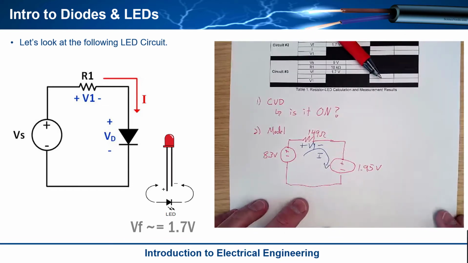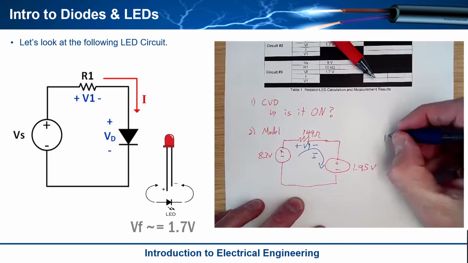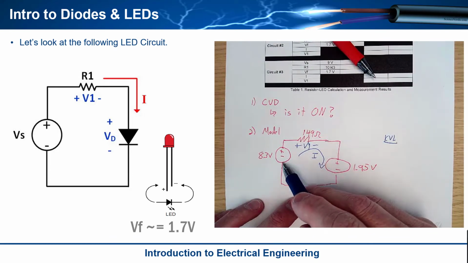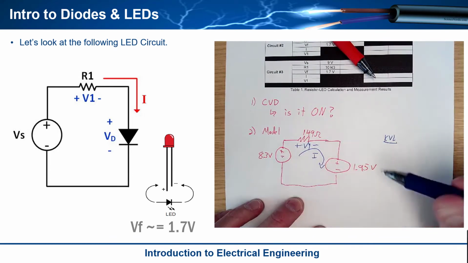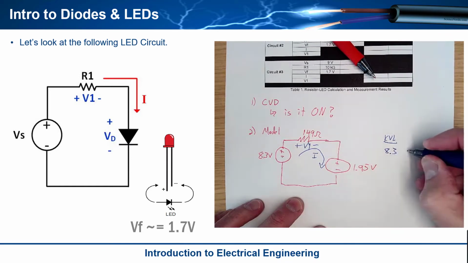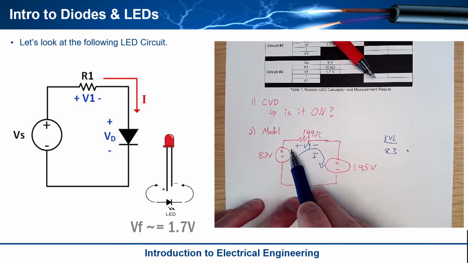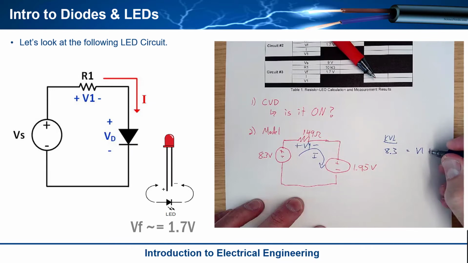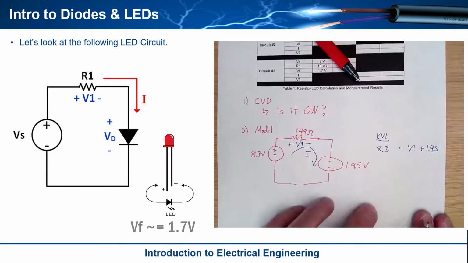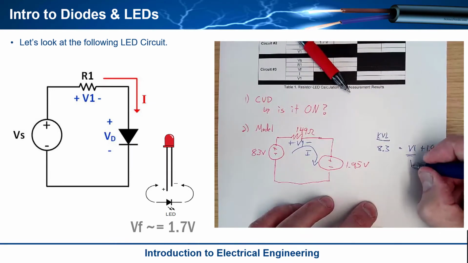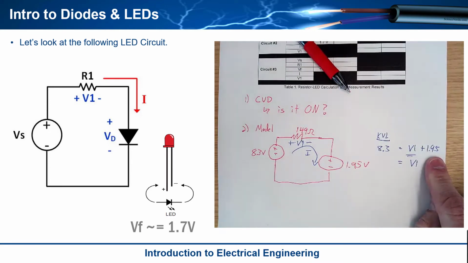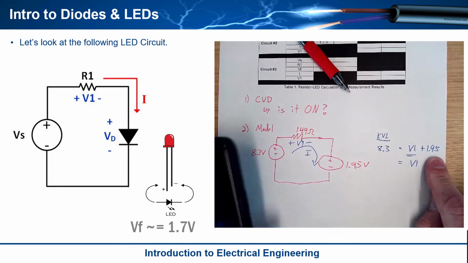Well, this is actually pretty easy, because if I do KVL around this loop, I'm going to sum my voltage rises, which is over here. I go from negative to positive on the 8.3, so I'll put my rises on the left-hand side of the equation, and then I'll go from plus to minus across the resistor, so that's a drop, so I'll put V1 over there, and then I'll drop across the diode, which is 1.95. Immediately, I can solve for V1. So V1 is nothing more than 8.3. Let's subtract 1.95 from both sides of the equation, and we will get V1.